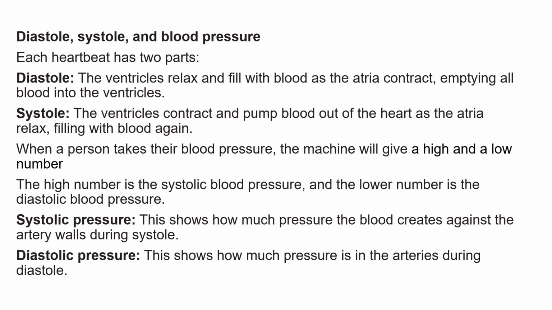With regards to blood pressure, once a person takes their blood pressure, the machine will give a high and a low number. The high number is known as systolic blood pressure and the lower number is known as diastolic blood pressure. The systolic pressure shows how much pressure the blood creates against the artery walls during systole, and the diastolic pressure shows how much pressure is in the arteries during diastole.